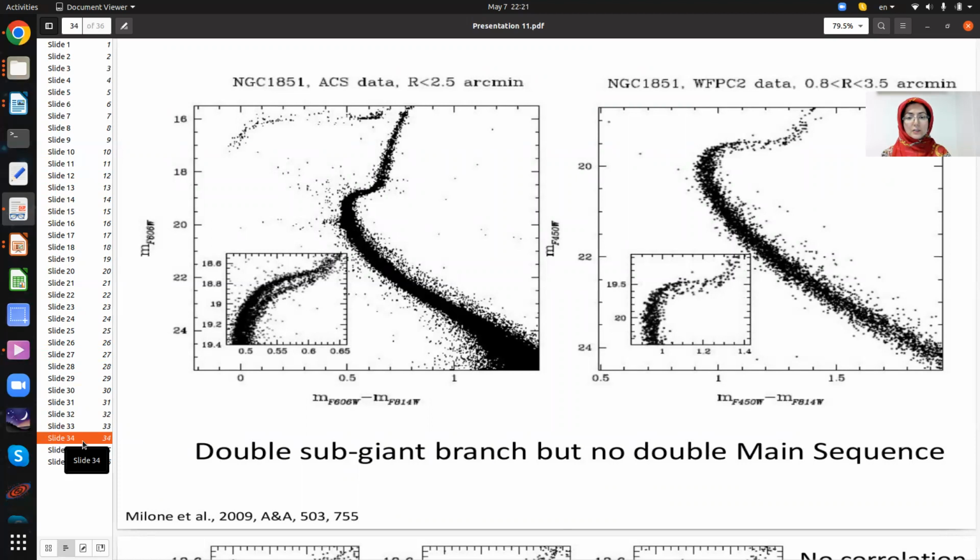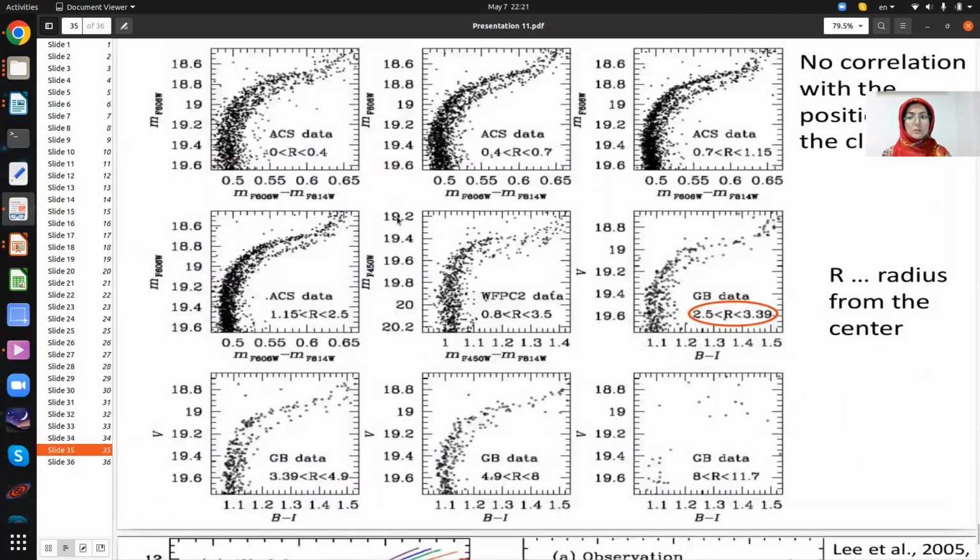And here you see the main sequence of a globular cluster, but there are two horizontal branch stars, and we can see different ranges of A are distributed in different places of globular clusters, and in globular clusters there are double subgiant stars but one main sequence. Also, you see here no correlation with the position within the cluster, and R is the radius from the center.